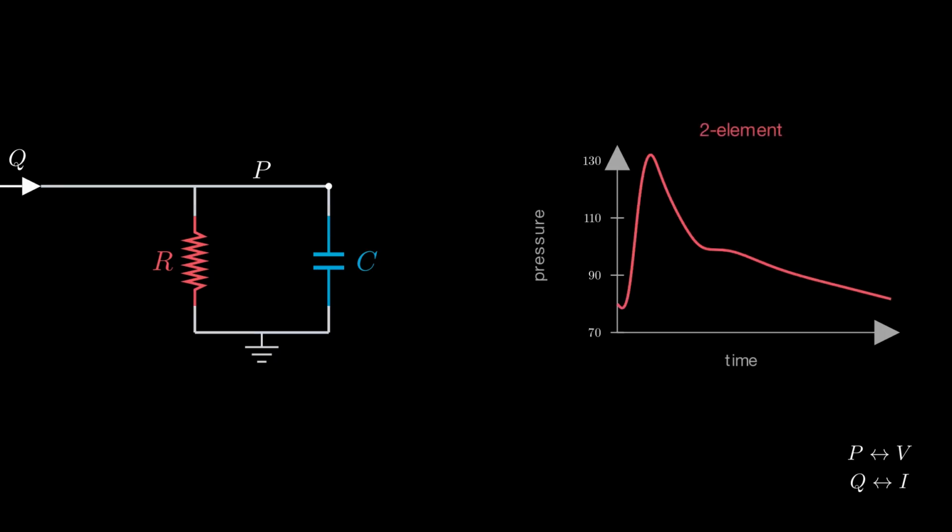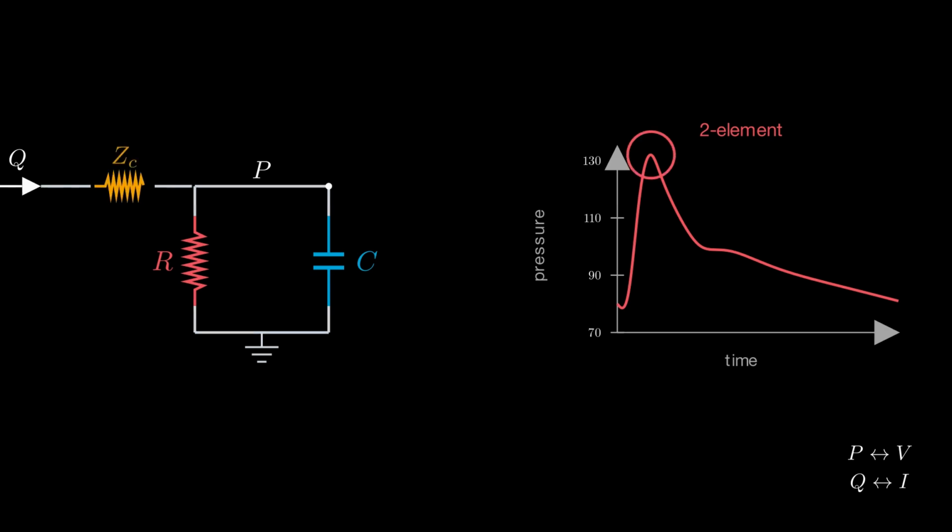The governing equation is identical to an electrical circuit. Pressure maps to voltage, flow to current, and resistance to a resistor. Compliance becomes a capacitor, charging in systole and discharging in diastole. A resistor and capacitor alone already reproduce the exponential diastolic decay, with time constant RC.